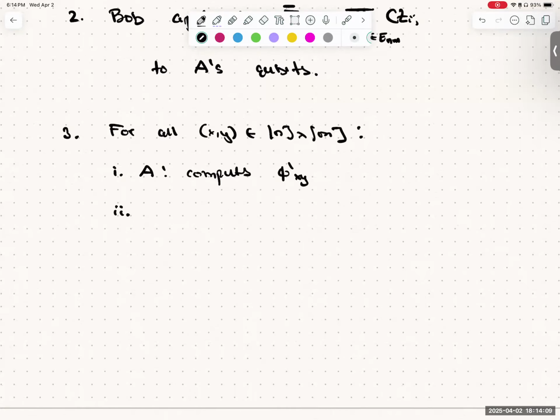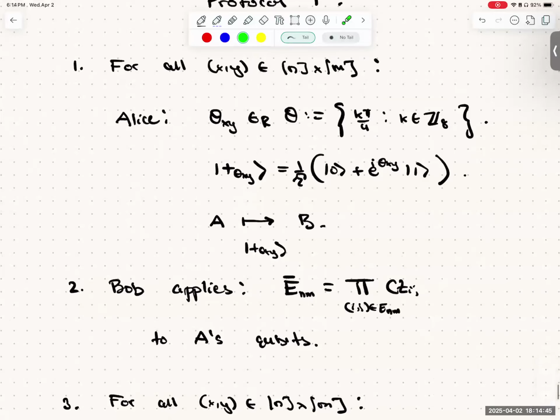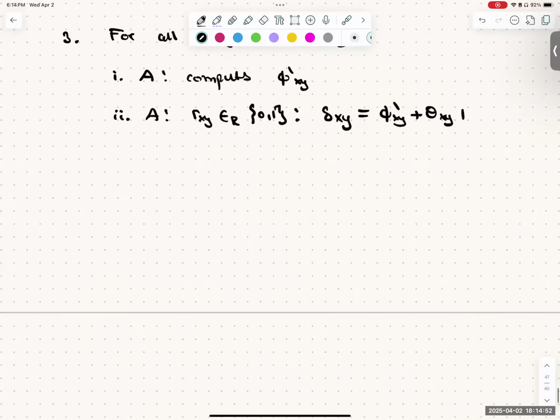And then Alice also randomly chooses a bit r_xy. This random choice is from the paper; I don't know if that's standard notation. So you randomly choose a bit, and then you compute an angle delta_xy, which is equal to the desired angle phi prime plus theta_xy, the angle by which Alice had prepared her qubit for that site xy, plus pi times r_xy.